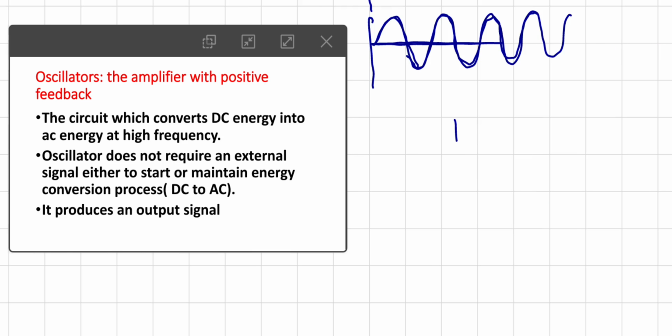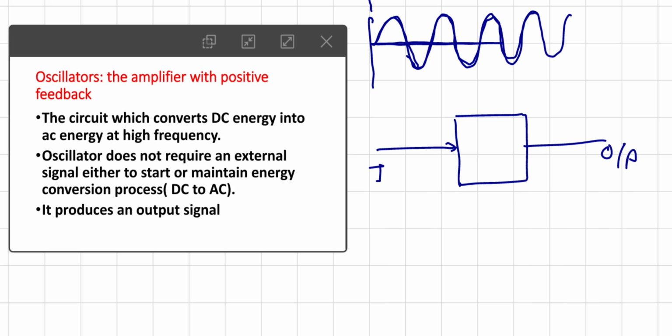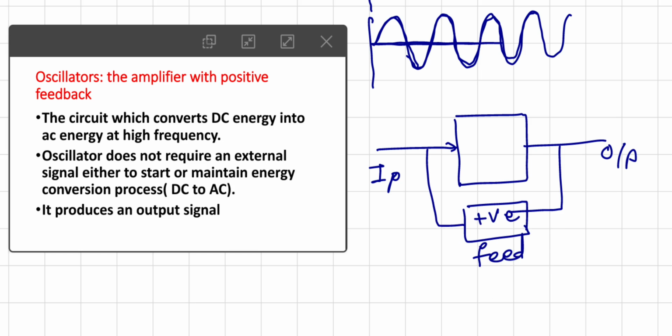So in case this is an amplifier to which input is given, and this is the output. So if we provide positive feedback, this is feedback to the input, we'll get the sustained oscillations, that is basically an oscillator.